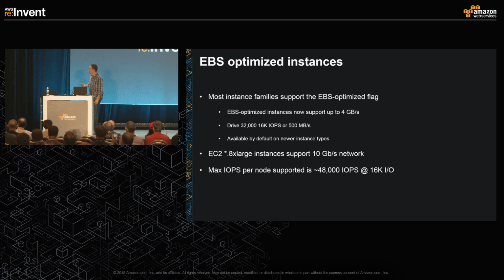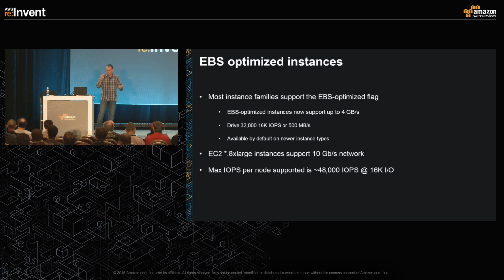With EBS optimized instances, we allocate a separate amount of bandwidth just for your EBS traffic. And so if you're not using EBS optimized, the network traffic going to your application actually shares that network with the EBS volume. And so some days you may have great performance on your EBS volume, some days you may not, and you really don't know: is it somebody driving a whole lot of load to your application, or is it your application driving load to the EBS volume, or is the EBS volume not performing to what you need? EBS optimized instances remove some of that confusion.